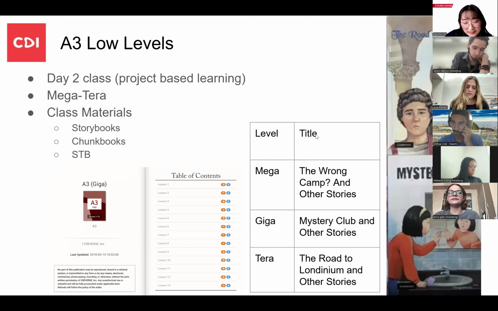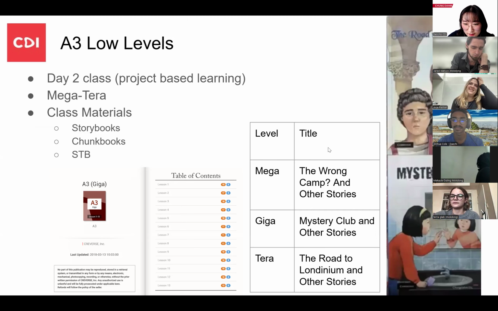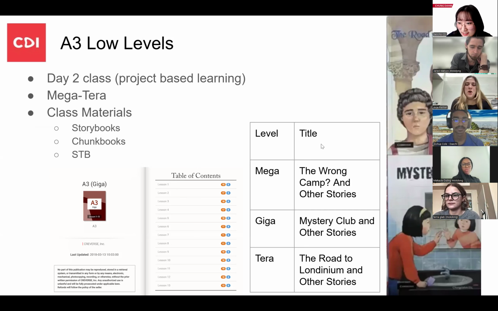Some class materials that you will be using. We have the storybooks, which you can see on the right side of the screen, two examples, and you can also see the titles in this graph. We also have chunk books, which are like a homework book for the students. And last of all, the smart textbook, which you're all familiar with as well.